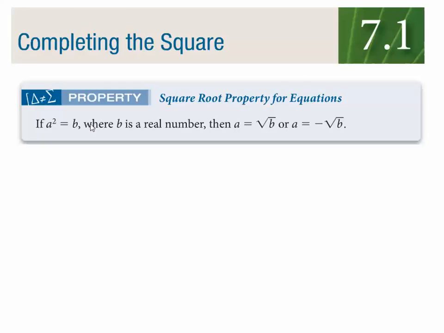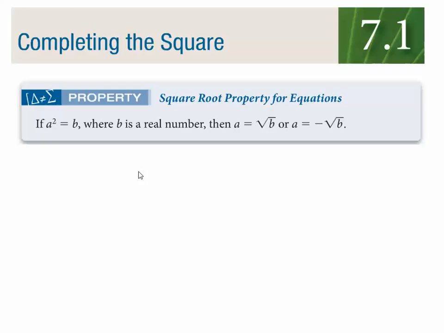Alright, what in the world is this? It says if you can form a perfect square on one side of an equation, set equal to b, where b is some kind of real number, what we can do is take the square root and divide it up into two different pieces. We can say a is equal to the square root of b, a is equal to the negative square root of b.